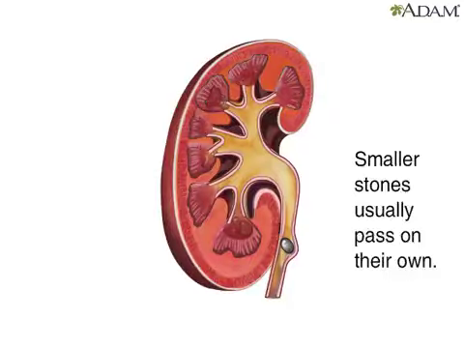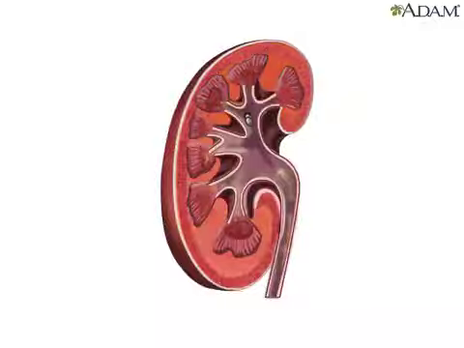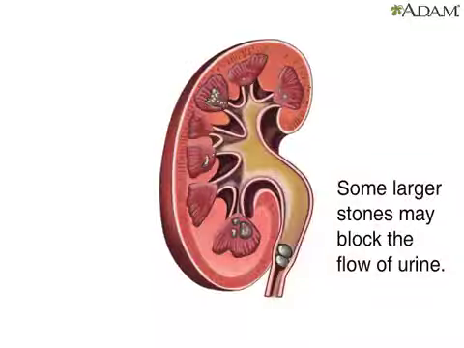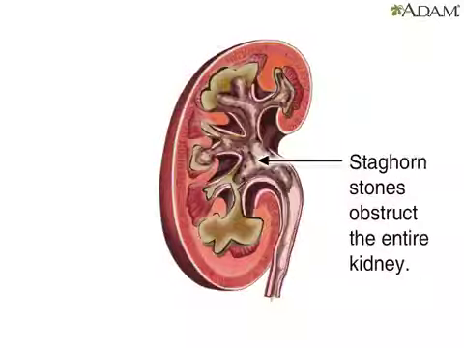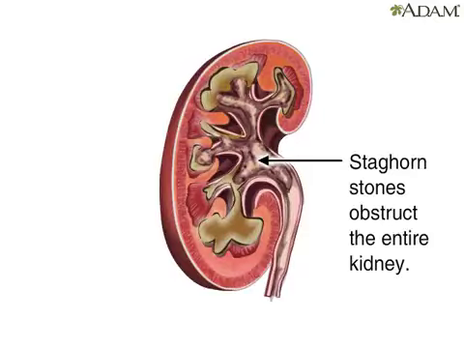Fortunately, small stones typically pass out of the kidneys and through the ureters on their own, without causing any problems. However, stones can become more problematic when they block the flow of urine. Doctors call this one a staghorn kidney stone, and it is obstructing the entire kidney. Fortunately, these stones are the exception rather than the rule.